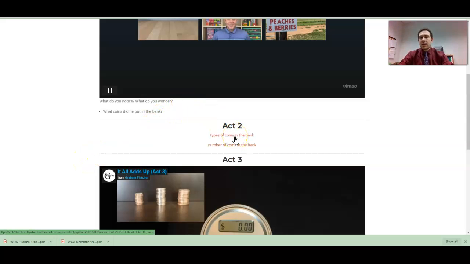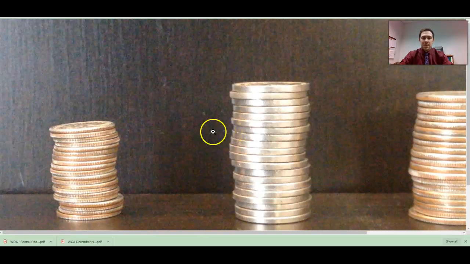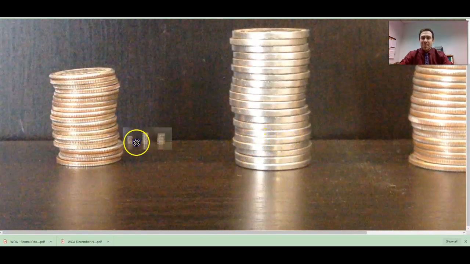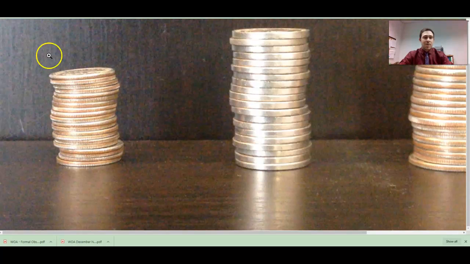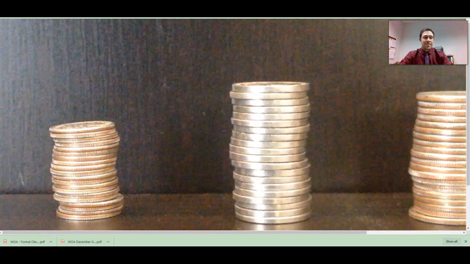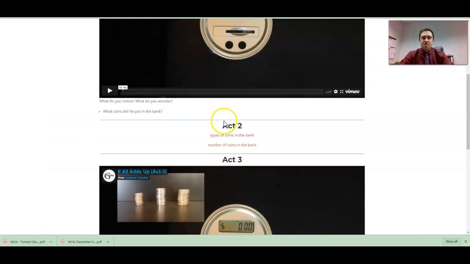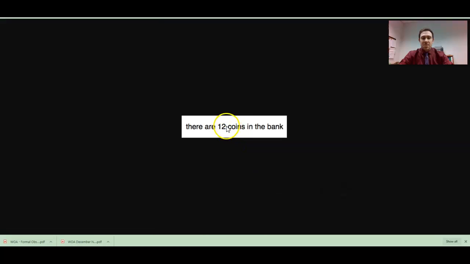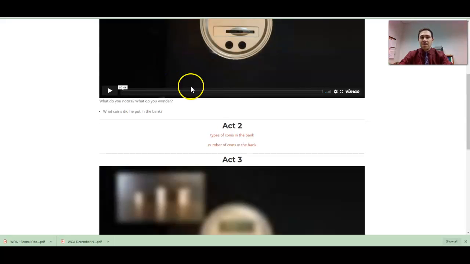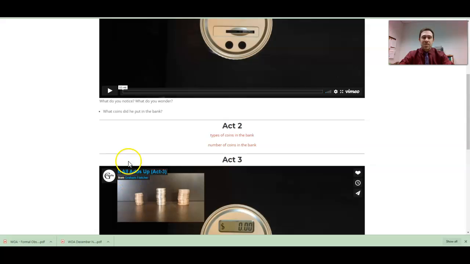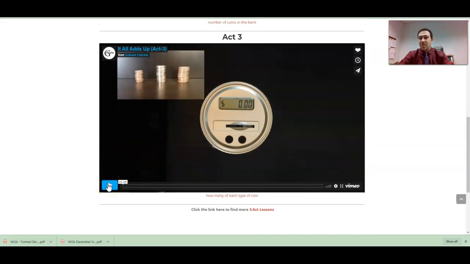Act 2, you're given a little bit more information about the types of coins in the bank. So there's a picture right here where we can see what coins were put in the bank. Act 2 also provides the amount: there's 12 coins in the bank, so students now can start to think a little bit more about what potential coins went in there. And then Act 3 is the reveal.